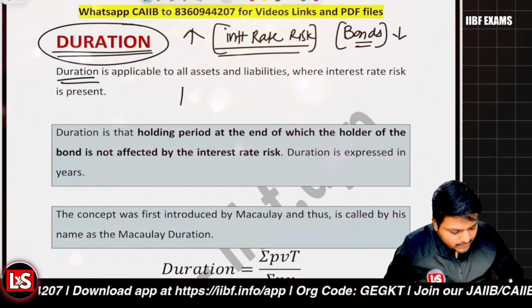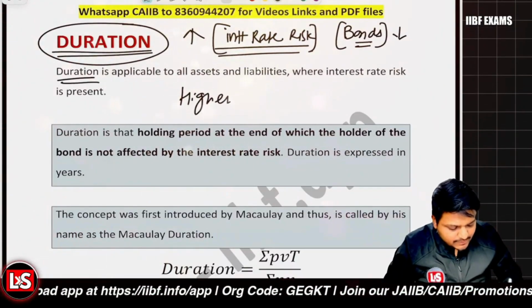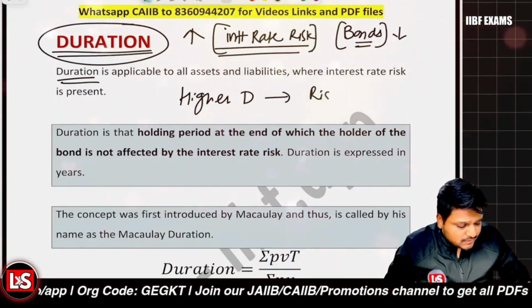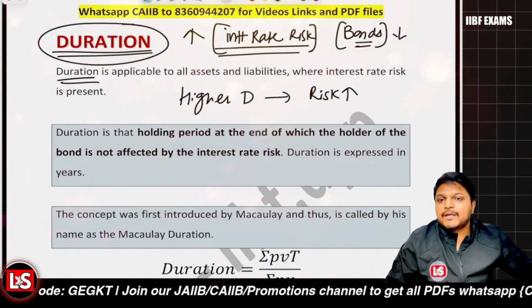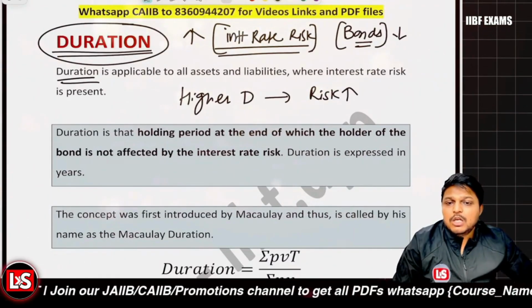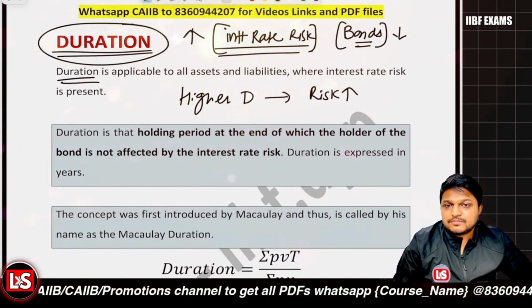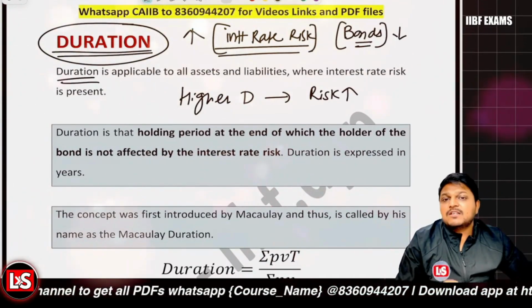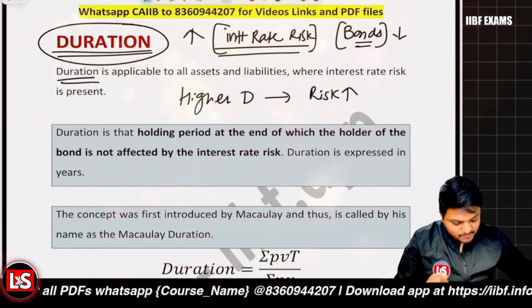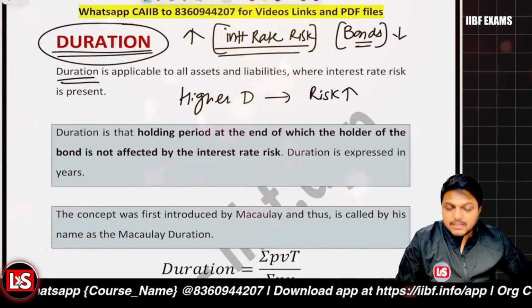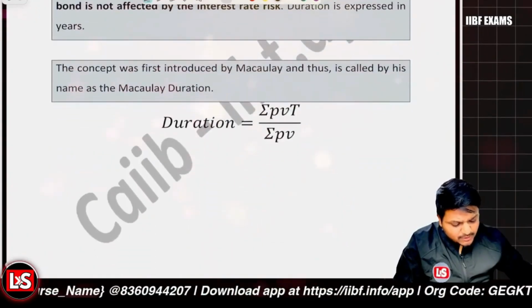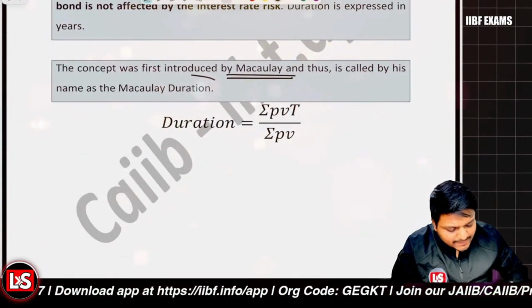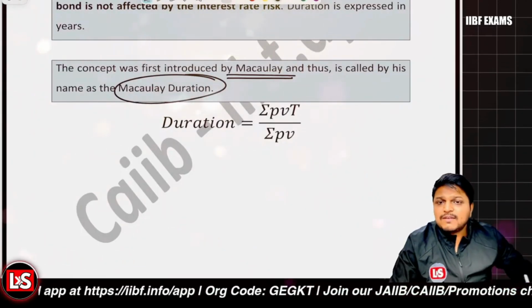So higher duration means higher risk. Let me write over here. If you have a higher duration, it basically means the risk is also higher, and lower duration means lower risk, right? And it is expressed in years. And there is a simple formula because the concept was first developed by Macaulay. That's why it is called the Macaulay duration. And the formula is very simple.